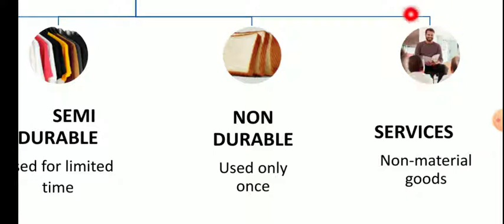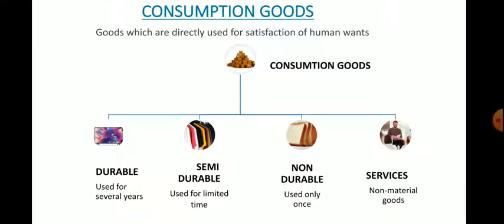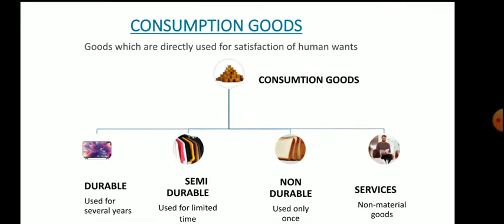As we can see here in the picture, there is a trainer or maybe a teacher teaching his student, or giving training to his trainees. So this is one kind of service, and this can be considered a consumption good as well. So there are four subparts under consumption goods: durable, semi durable, non durable and services. Now moving on to the next part, that is capital goods. What are capital goods?